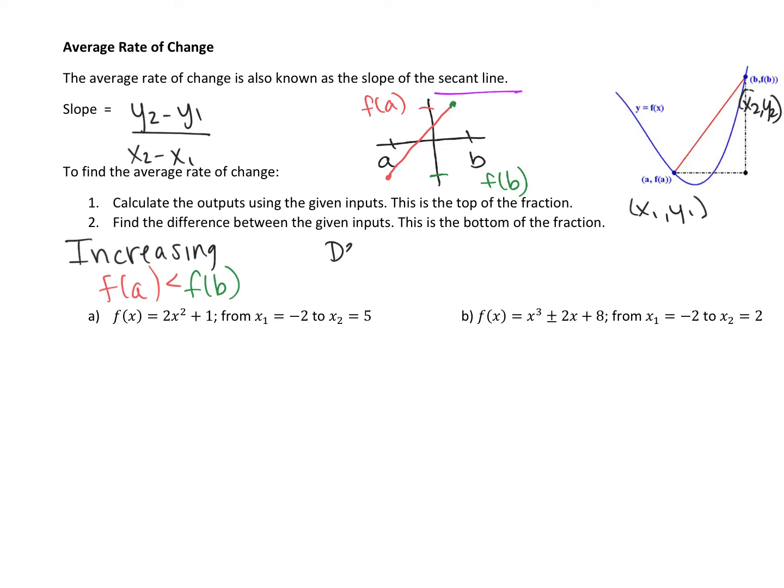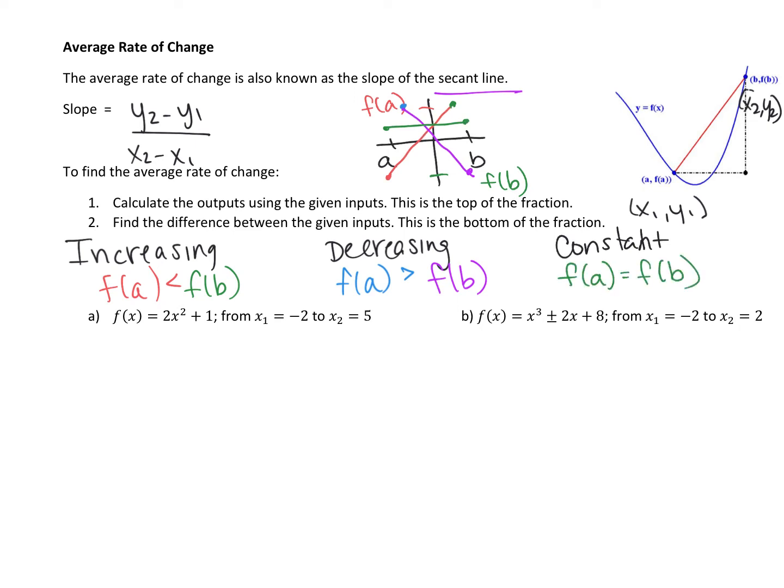A function is said to be decreasing if, same concept, this time F of A is going to be at a higher Y value, which means that F of A is now greater than F of B at this lower Y value. And the other thing it can do is it can be constant, which means that F of A and F of B are the exact same values as you come on this line. So F of A is equal to F of B. So this is a mathematical definition of what increasing, decreasing, and constant is.